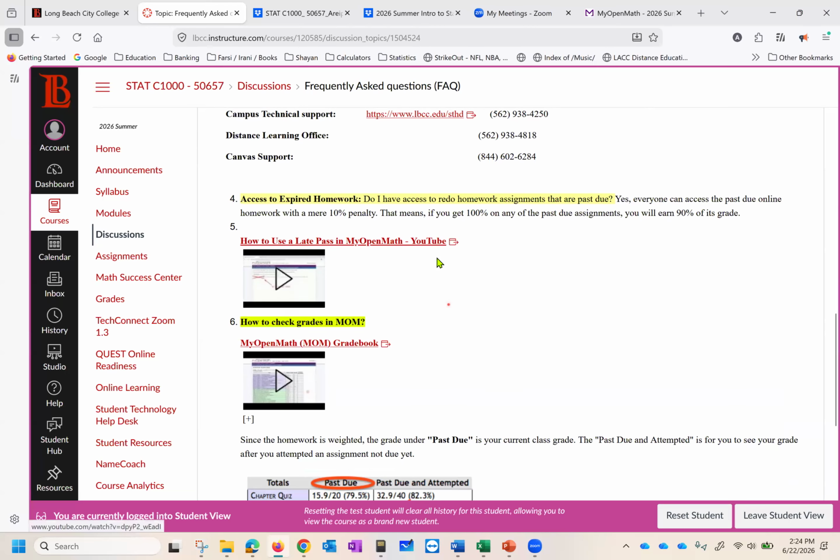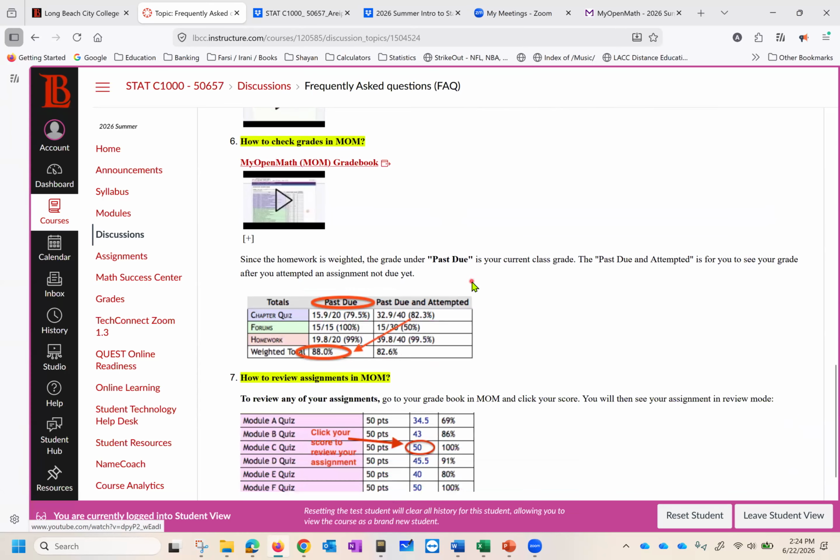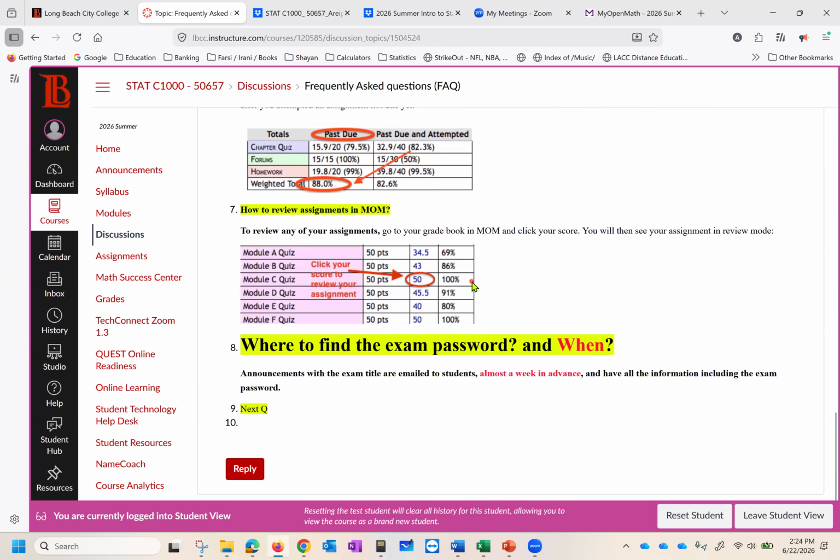How do you access expired homework? How to check your grades? Everything is explained here. And again, I want to emphasize this one because this happens every semester, and honestly, I don't understand why. Where to find the exam password and when.